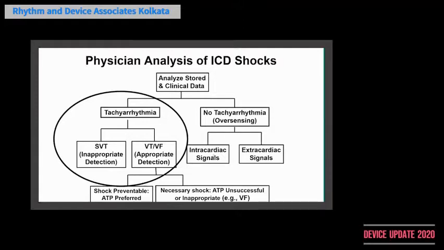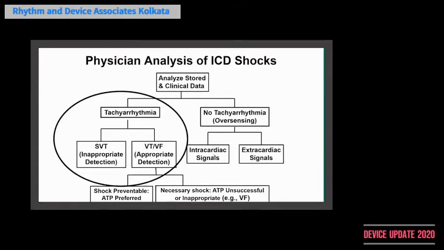Now, whenever you are seeing ICD shock EGMs, you may see that there is no tachyarrhythmia as such, but the patient has had a shock. How can it be? So you see the marker channel. The marker channel shows that the ICD is thinking the patient has a tachyarrhythmia, but in reality, the patient doesn't have a tachyarrhythmia. This is where ICD oversensing comes in. So what can be oversensed? It can be an intracardiac signal or an extracardiac signal. I'm coming to detail later on.